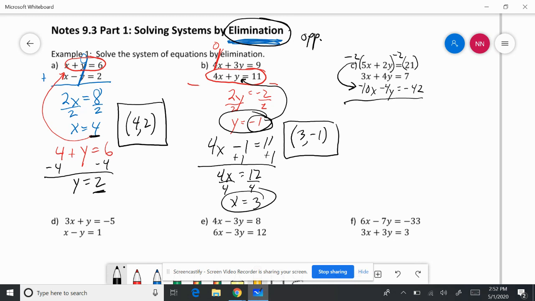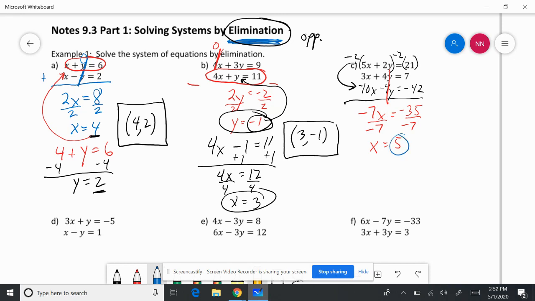If you're looking, what we have are opposites. So they cancel. They become 0. Negative 7x is equal to negative 35. I'm going to divide by negative 7, and I get x is equal to 5. Once again, I need x and y. So I'm going to take this 5 right here, and plug it into one of the equations.